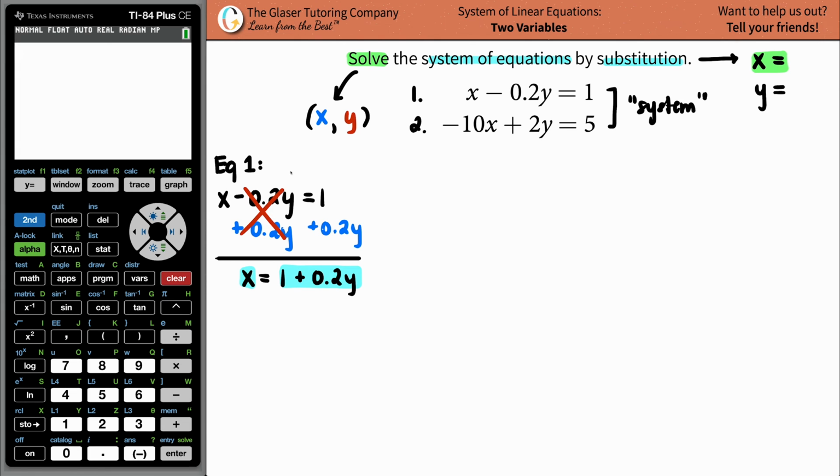Now the second part is super important, because if you use the first equation to find out x equals or y equals, you can't use the same equation again for this next part, because then your answers are just going to come out to being 0. You're going to lose your variable. So if we used equation 1, we have to now use equation number 2. So enter in equation number 2, negative 10x plus 2y equals 5. And here comes the substitution part.